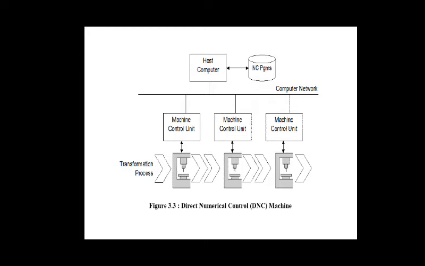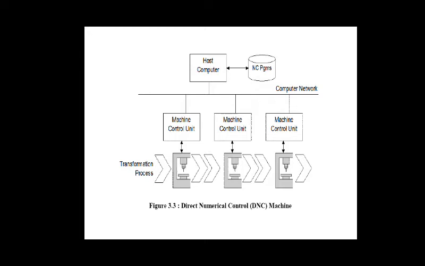As in the diagram you can see over here, different NC machines are connected through a computer network to a host computer or mainframe computer. That means by using only one host computer or mainframe computer, you can control various movements of the machines. Okay, now let us see the advantages of the DNC machine.